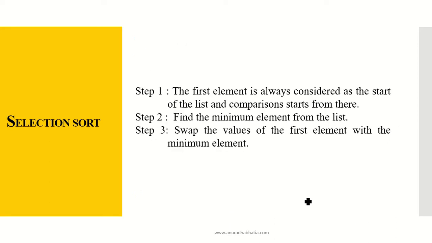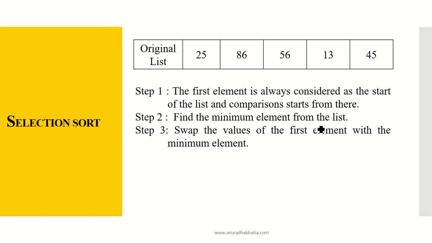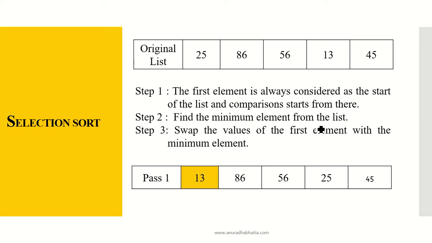Now these are the steps for selection sort. The first element is always considered as the start of the list and comparison starts from there. Find the minimum element from the list and swap the value of the first element with the minimum element in the list. If this is my original list, 25, 86, 56, 13 and 45, then after pass 1 the list should become 13, 86, 56, 25 and 45.